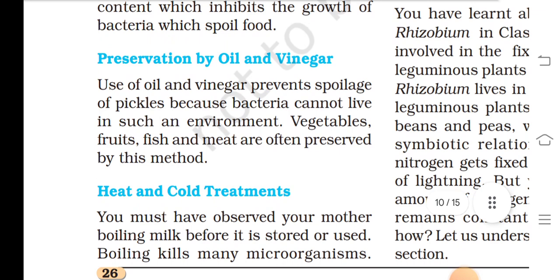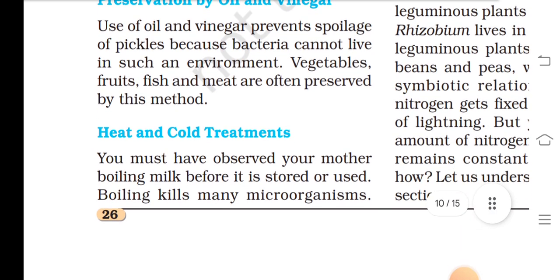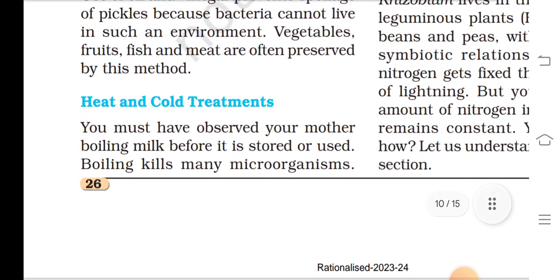Use of oil or vinegar prevents spoilage of pickles because bacteria cannot live in such an environment. Vegetables, fruits, fish, and meat are often preserved by this method.